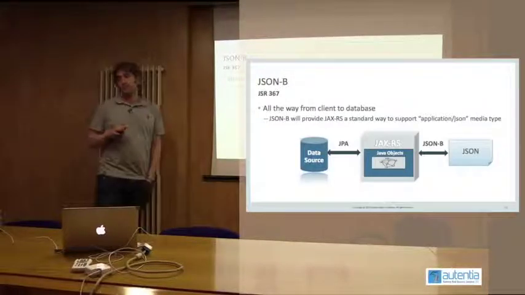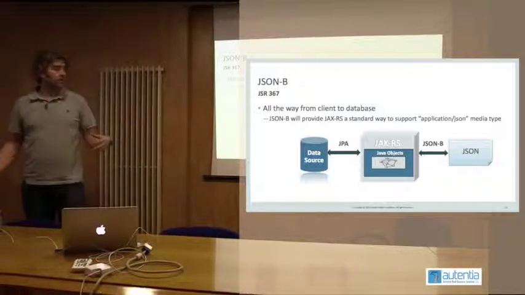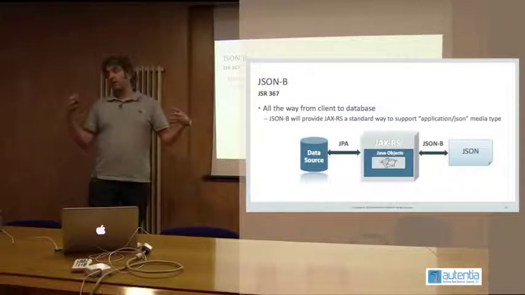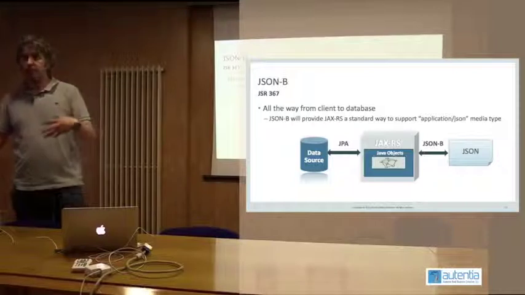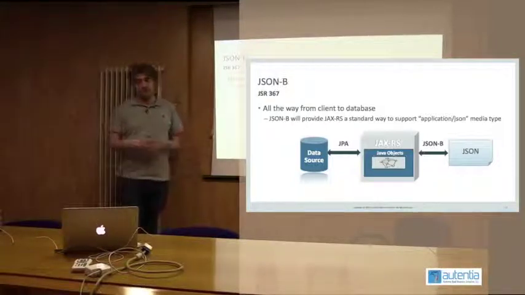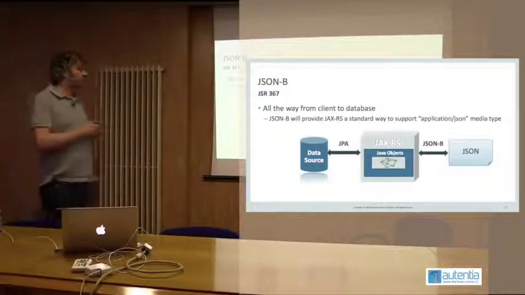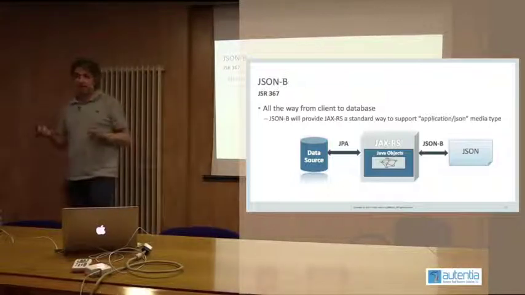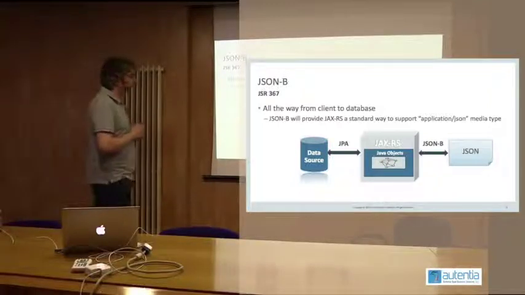And once we have JSON-B in the platform, we will be able to do JSON end-to-end. So on the client side, we will get JSON. JAX-RS will use JSON-B to unmarshal a JSON document to a Java object, and from there, obviously, we'll use just the rest of the platform. So it will add a nice extra capability to the platform. And obviously, that's something which is very important when it comes to HTML5 applications. Being able to easily consume JSON is something which is key in that space.